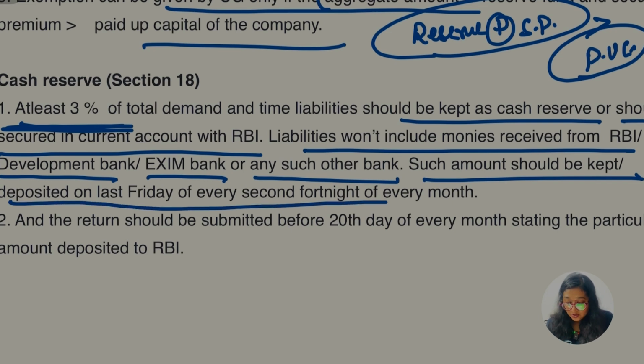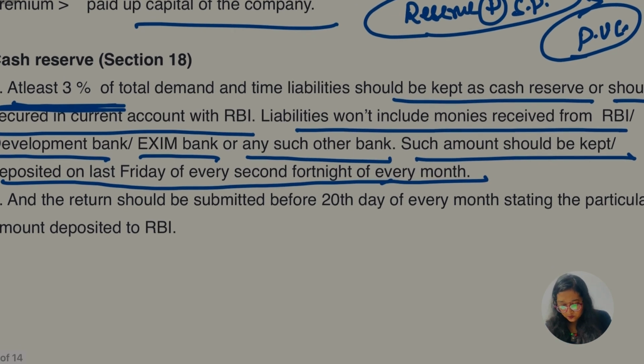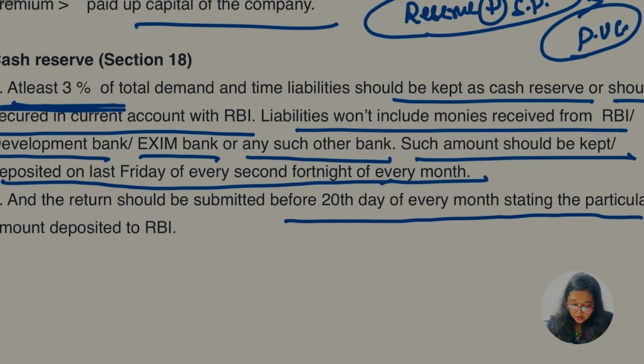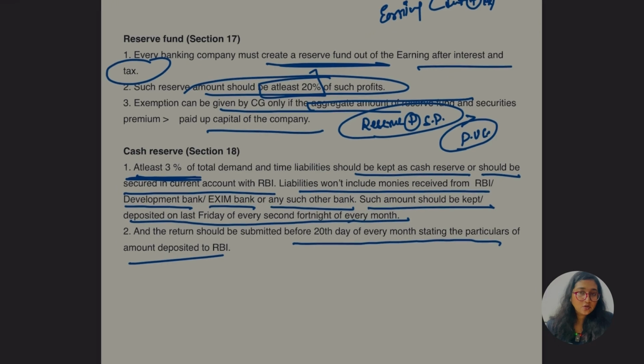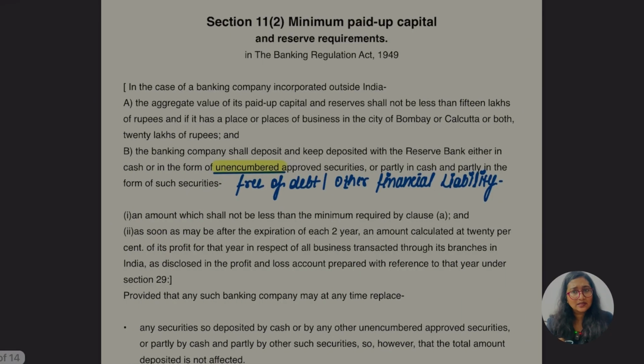Okay, such amount should be kept deposited on the last Friday of every second fortnight of every month. So basically can I say 3%. Okay, this is what I have to keep in my mind, and the return should be submitted before the 20th day of the next month, starting from a particular date. It is to be deposited to RBI. So you understood this much, right?